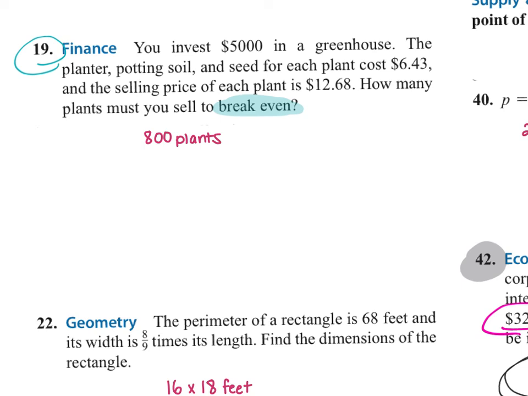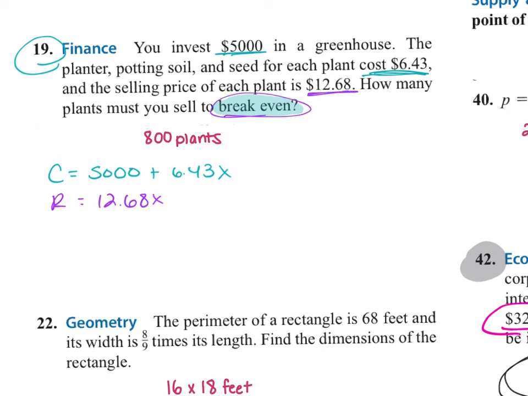So anything associated with a cost, which is the investment and the cost of each seed, that's cost. So cost would be $5,000 plus $6.43 times each seed. And then you sell it for $12.68. That's the revenue. So you are going to have to do this on your test as well. It's not going to give you the cost and the revenue. Then to find the break-even point, we set the cost equal to the revenue. So 5,000 plus 6.43x would equal 12.68x.